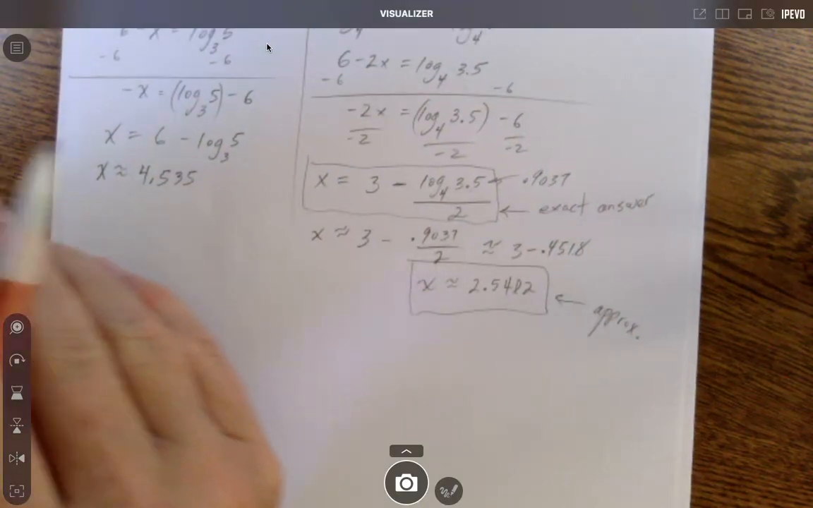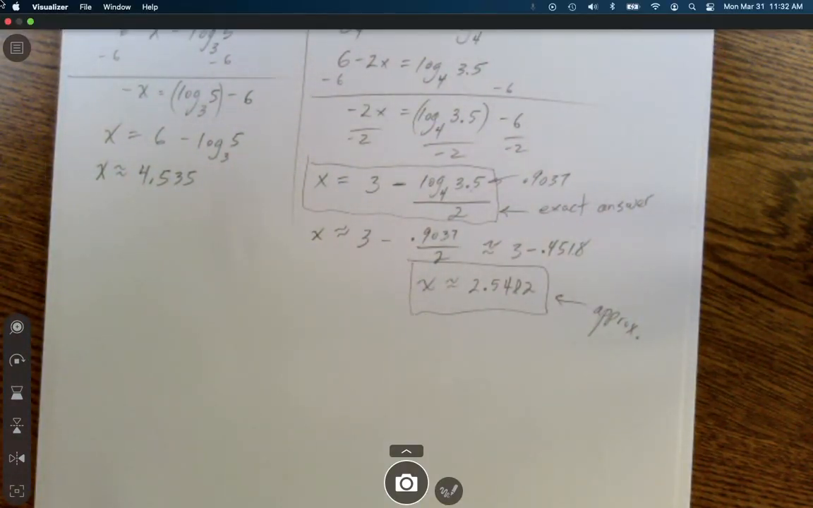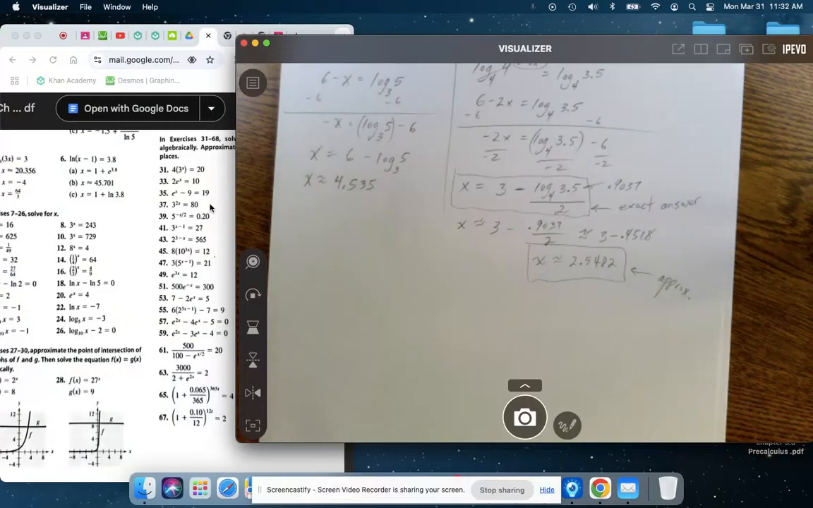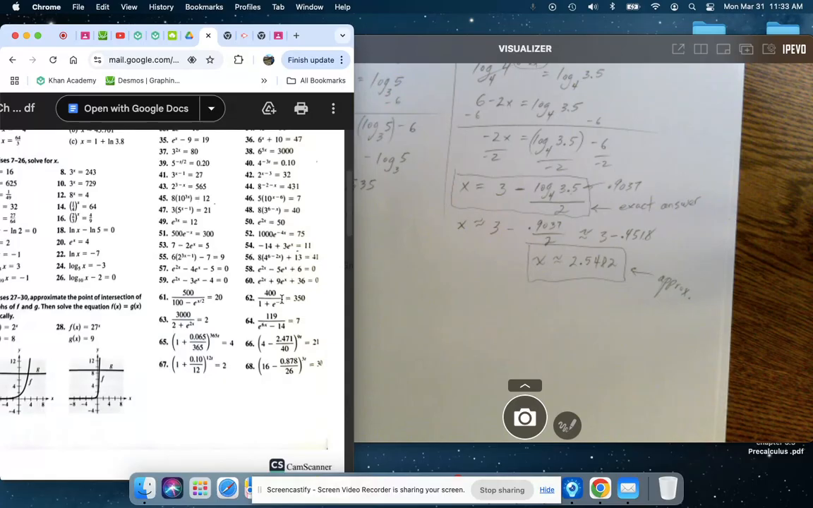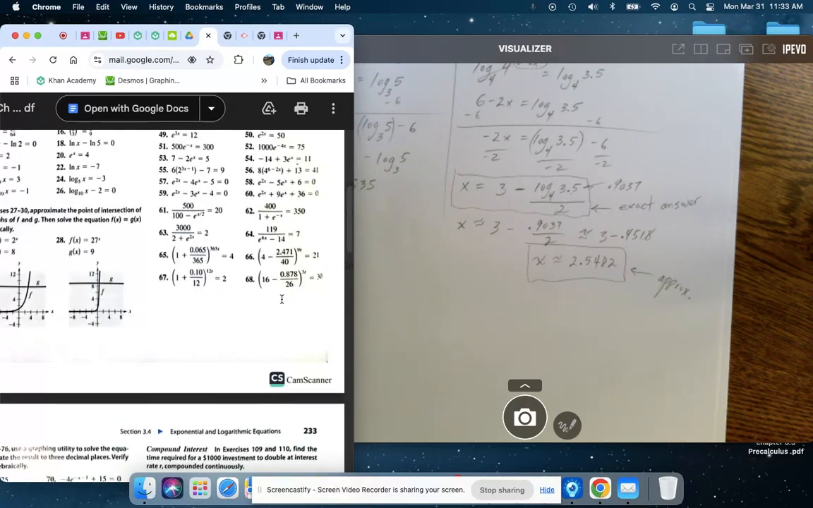All right. So you can see these are all pretty simple once you get the hang of it. So that was 56. Let's look at one of these division problems. So 62.